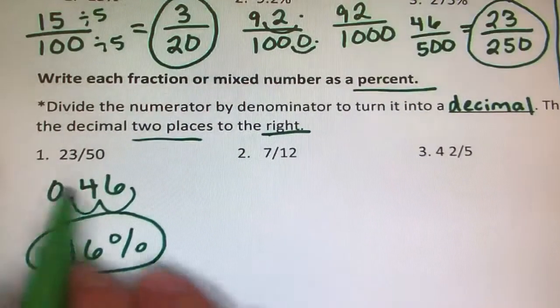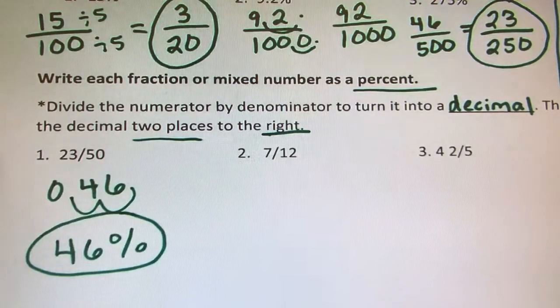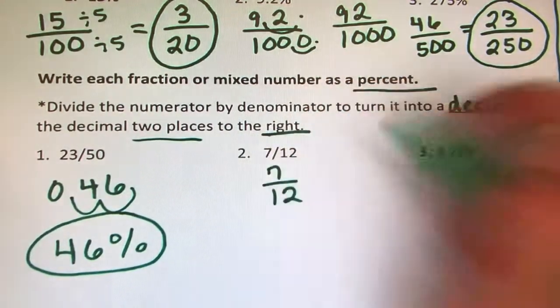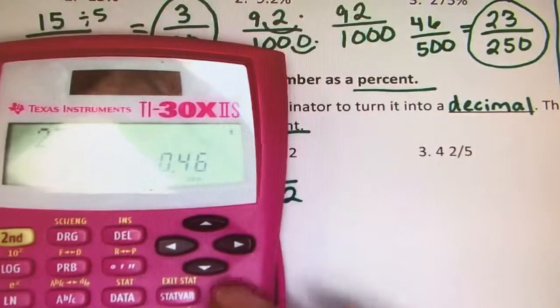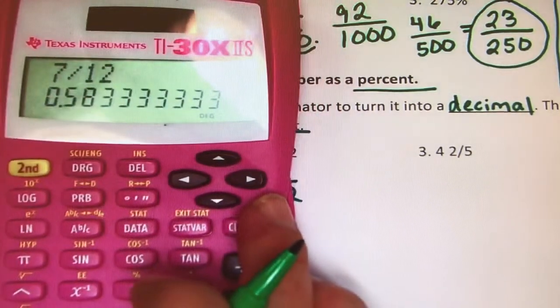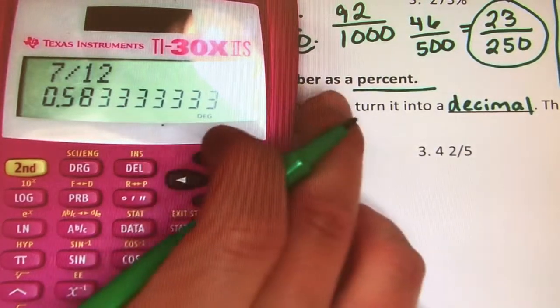Okay, so think about why that makes sense. 25 would be half of 50, so 23 is a little bit less than half. Okay, let's do 7/12. So if you want to visualize it like that, 7 divided by 12, type it in your calculator. Okay, notice here we have 0.58 and then a repeating 3.